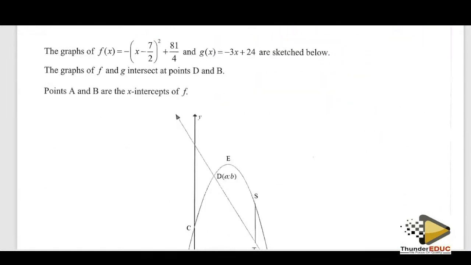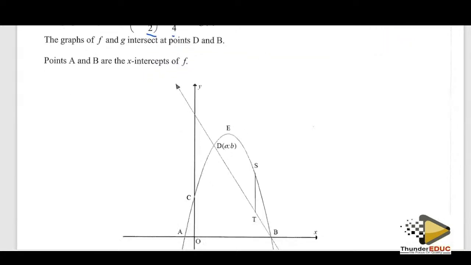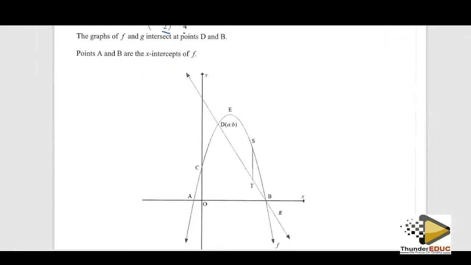Question number 5, functions. So they're telling us that f of x is given as this. So this format of the parabola is what we call the turning point method. Okay, where 7 over 2 represents the turning point and even the 81 over 4. Graphs of f and g intersect at points D and B. There we go. Let me just try to make that a bit small.